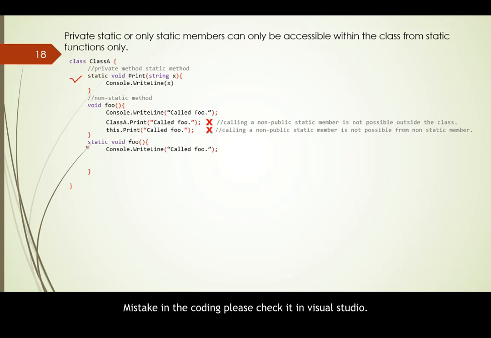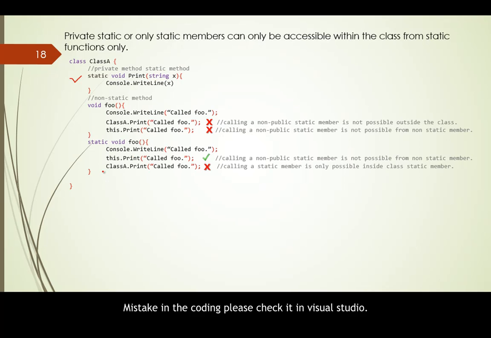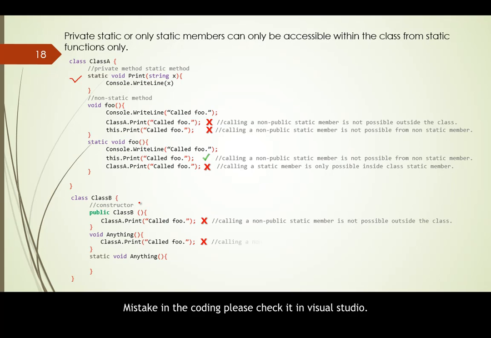And let's try it on the static method. If we do this dot print, we'll be successful because we can call static members from static members. And if we try to access it again with class A dot print, it will not succeed. And let's see the example for class B, and for all the examples we will fail because it is a private static member. We cannot access it outside the class.